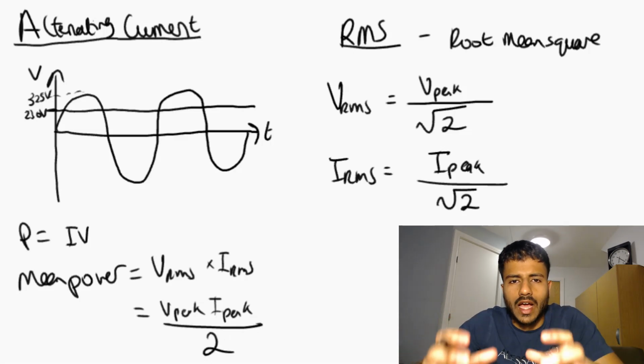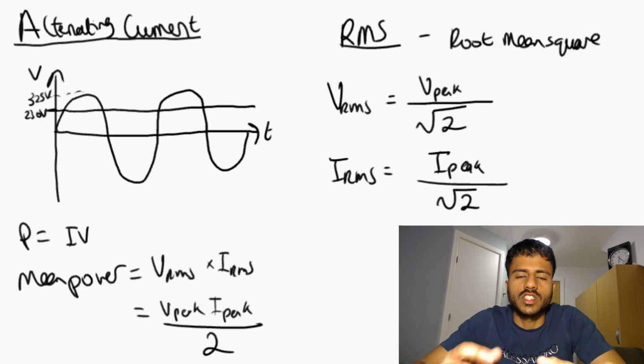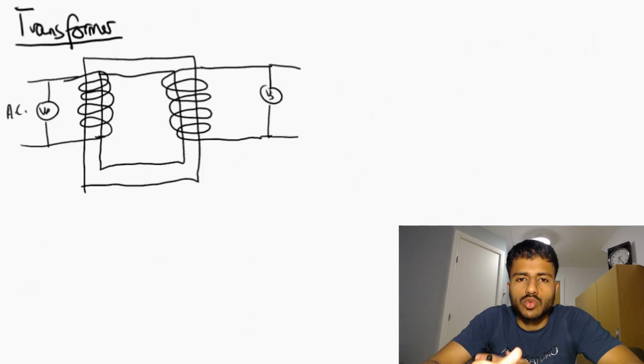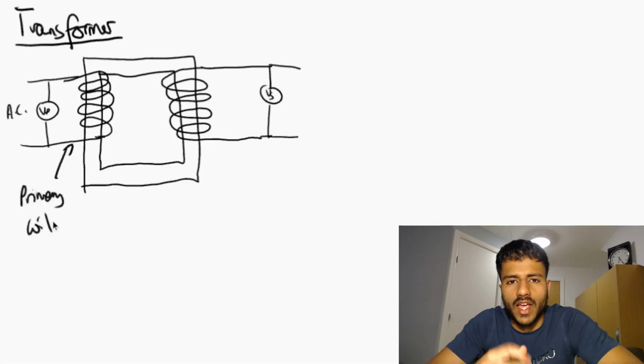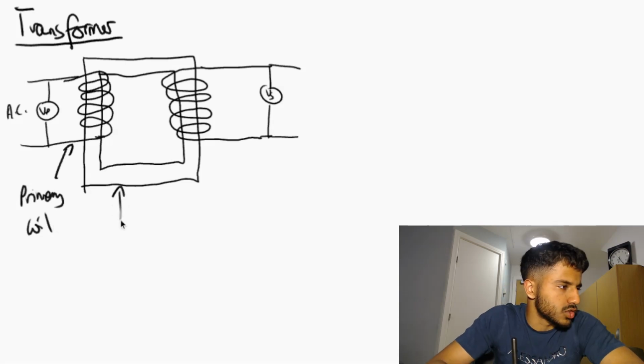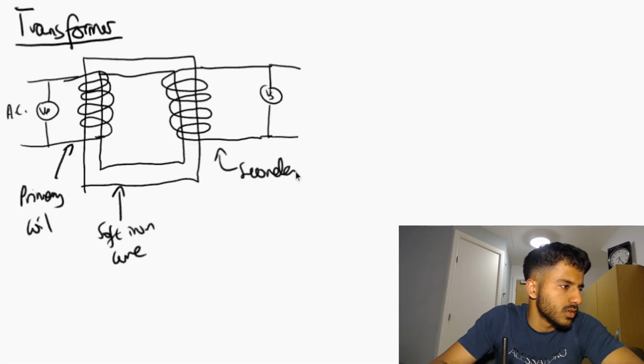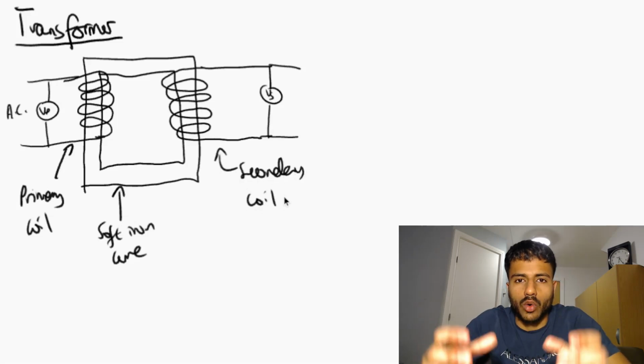So now let's look at how a transformer works and the reasons as to why we use them. Now here is what a transformer looks like. You have a primary coil, and this is where you supply AC current. You have this soft iron core, and you have a secondary coil, which is where you get your output voltage.